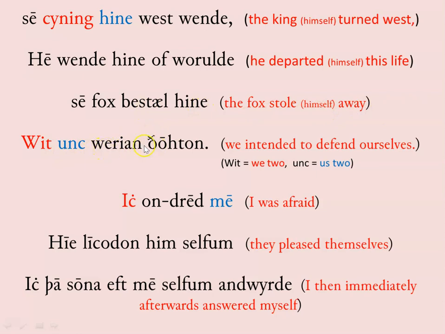Wit unc werian sohton. We two, us two. So it's acting as a reflexive pronoun. We ourselves intended to defend ourselves. Notice we and ourselves: the wit is acting as we two, and the unc there, which stands for us two, is acting as a reflexive pronoun. So it's we ourselves intended to defend ourselves. We intended to defend ourselves.